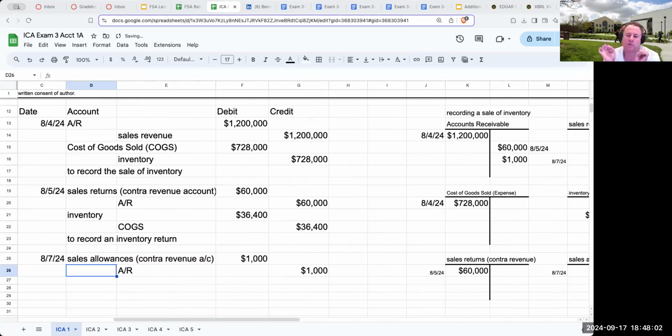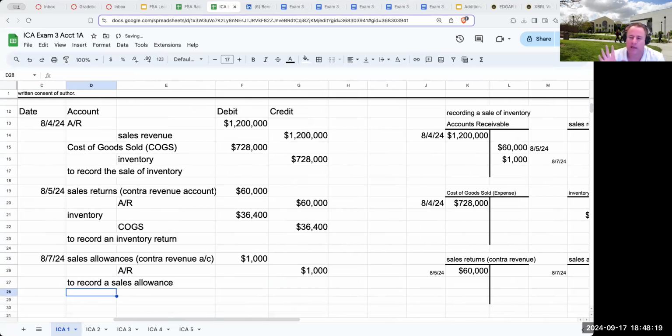Okay, so when we are giving a customer an allowance, again, we never touch revenue. It's basically saying, customer, you don't have to pay this. You've been a great customer. Oftentimes, these need to get special approval. So we're assuming that that's taken place to record a sales allowance. Okay, so that's how we record sales allowances.